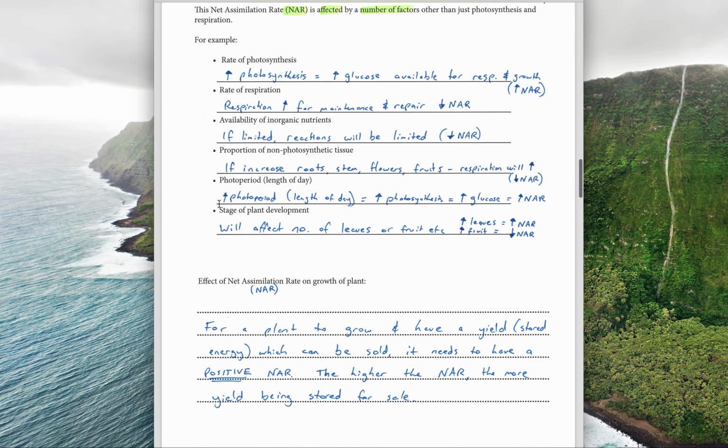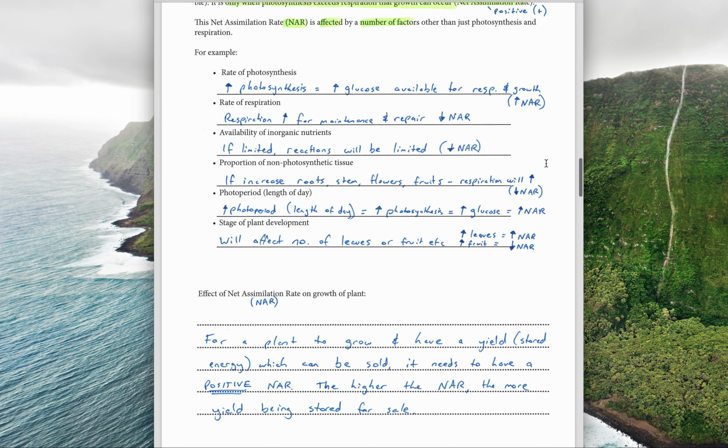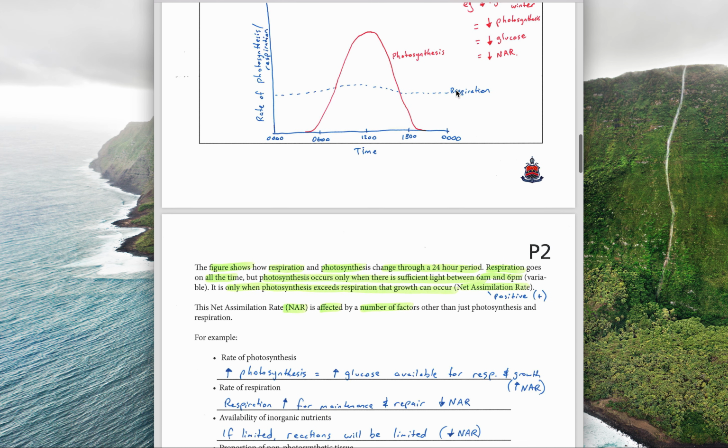If you have more non-photosynthetic tissue in the plant, so let's say a higher amount of non-leaf area, such as roots and stems, those cells aren't producing any energy, but they are burning energy. So if you have more cells burning energy and not producing anything, then your respiration line has increased, but you don't have as many cells actually producing energy, so the photosynthesis might even decrease. And that means your NAR will decrease.